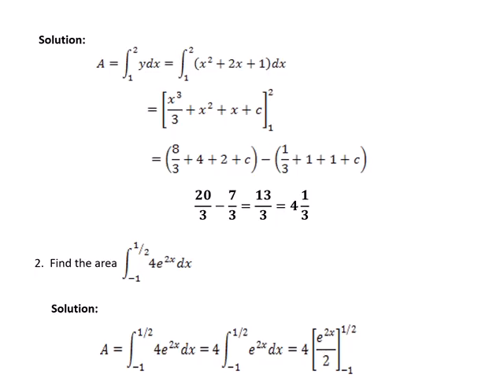We now integrate. Take the constant outside the integral sign, which is 4, and we now integrate exponential 2x dx. If we integrate exponential 2x dx, we have exponential 2x all over 2. How did we get that? We differentiate that 2x there.